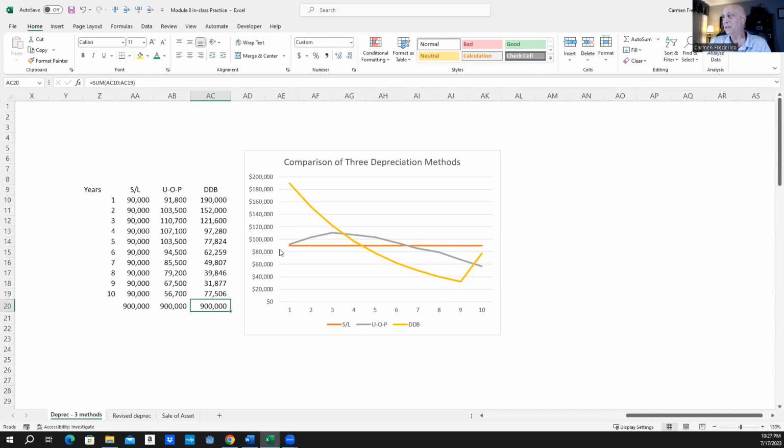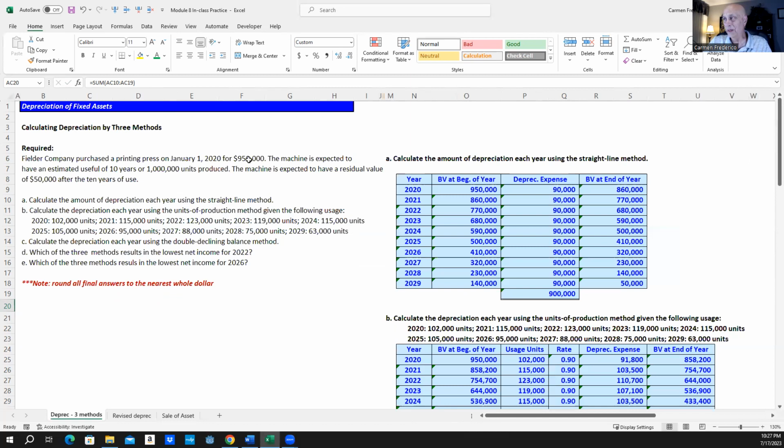Okay, so that's how you calculate depreciation across three methods. All right, and as I mentioned before, when you're calculating depreciation, we have one number that's hard and fast, the cost of the asset. But we have two numbers that are estimates, estimated useful life and the estimated salvage value.